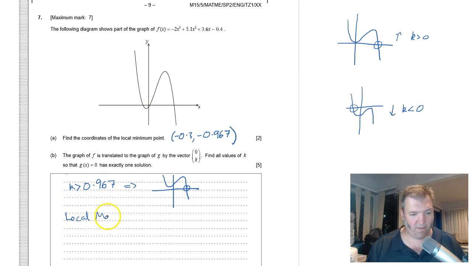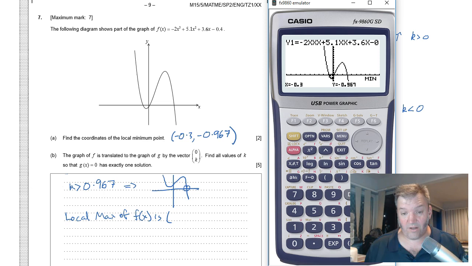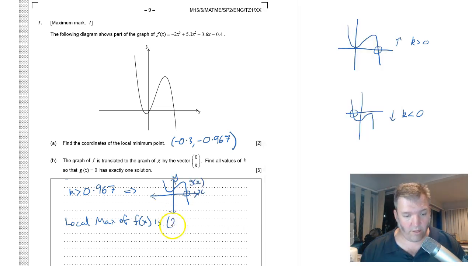The local max of f of x is, let's get our calculator back and find out what it is. Shift G-solve, find the maximum please, and it's (2, 11.2). So we go ahead and write that in: (2, 11.2). Okay, so therefore k values. If k is less than -11.2, because we've got to subtract 11.2 or add a negative on, that's going to result in a graph of g of x.